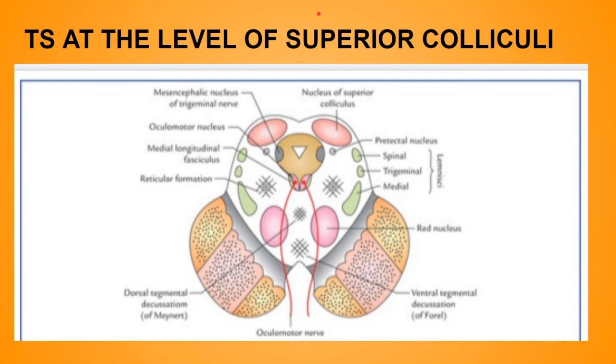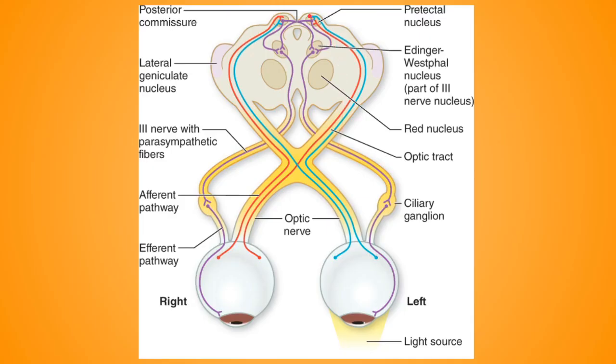The next important thing is the pretectal nucleus. As you can see, this is the pretectal nucleus. Now, look at this diagram. This pretectal nucleus is basically a small group of neurons and lies deep to the supralateral part of the superior colliculus. As you can see, the pretectal nucleus receives some afferent fibers as well as gives efferent fibers also.